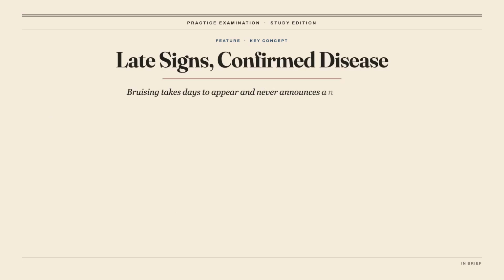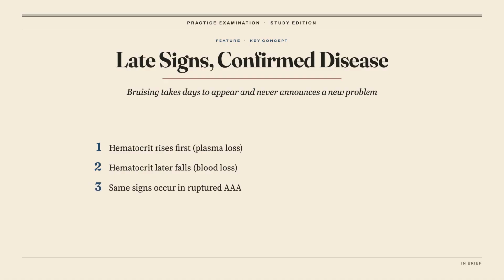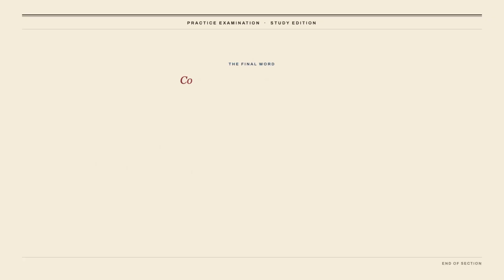Blood takes days to migrate along tissue planes to the skin, so these signs confirm established bleeding rather than announce a new one. Trending hematocrit tells the real story. A rise from plasma loss followed by a fall signals bleeding earlier than the bruise does. And because a ruptured aortic aneurysm produces the identical signs, the bruise reveals location, not cause.